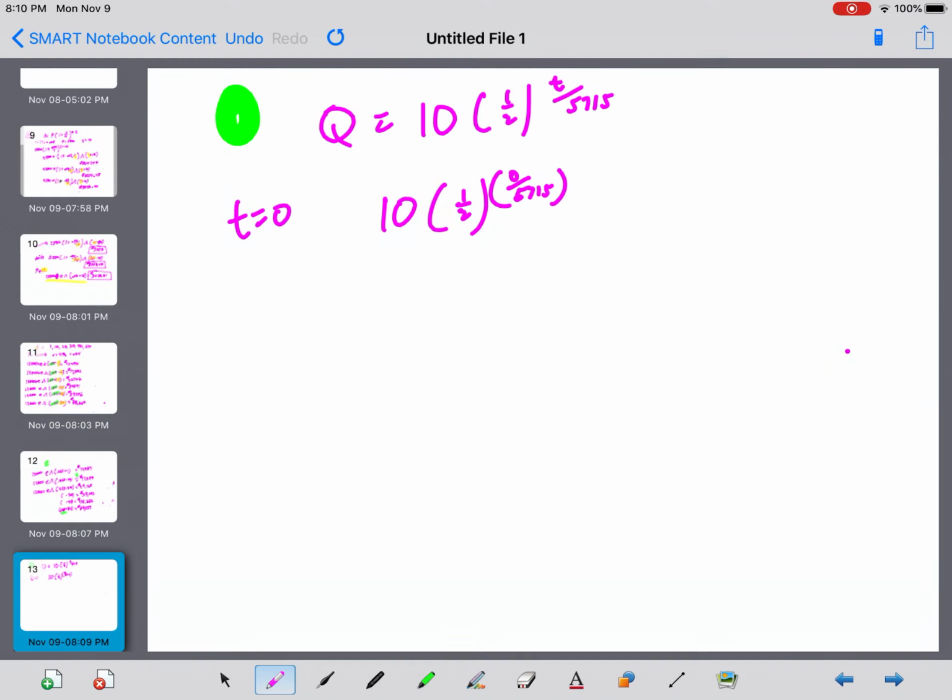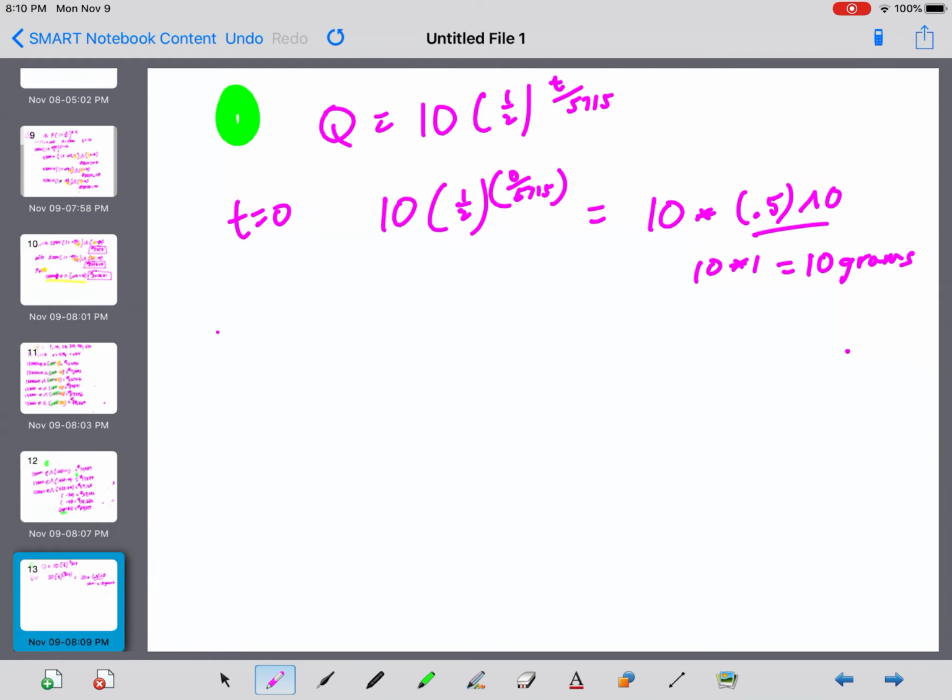The order of operations, we have to do the math within the exponent first. Well, that's going to be 10 times, and you can use a decimal here. You don't have to type this one in your calculator, but it's going to be 0.5 raised to the 0 power, because that's what 0 divided by 5,715 is. That just means you had 10 grams, because this part's going to turn into 1. 10 times 1. So 10 grams to start with.